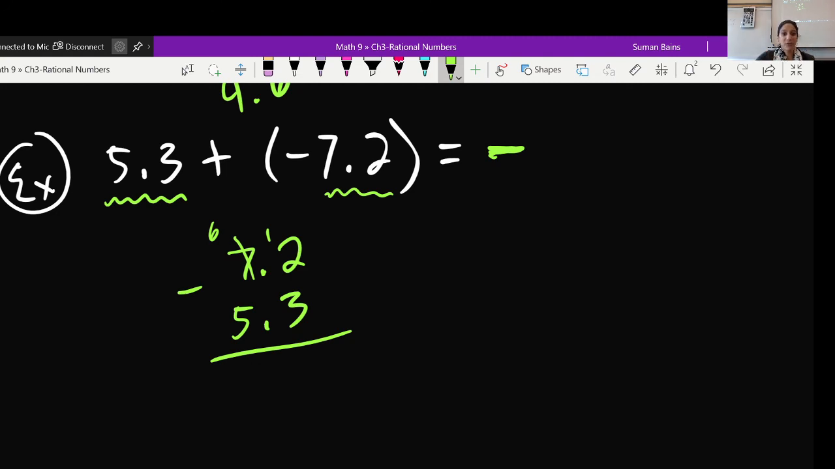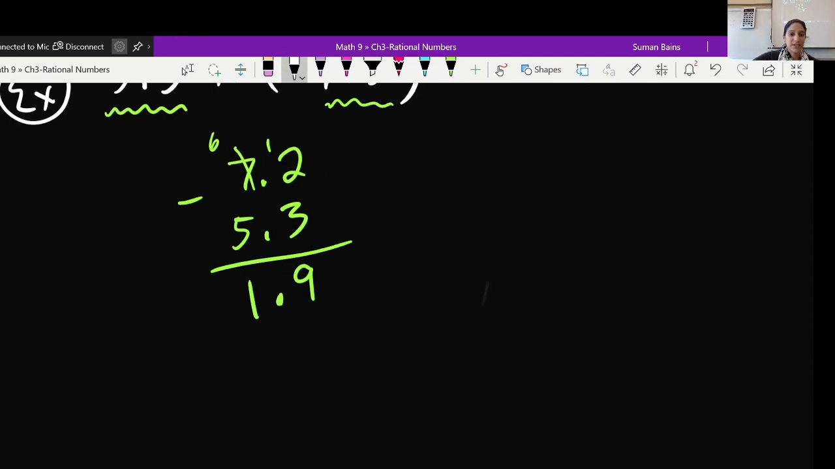So then I would borrow from the 7. That leaves a 6. So I'd have 12 minus 3. So we would get 9. I keep the decimal lined up vertically. And then 6 minus 5. So in the end, my answer would be negative 1.9. How are we feeling with that? Good?